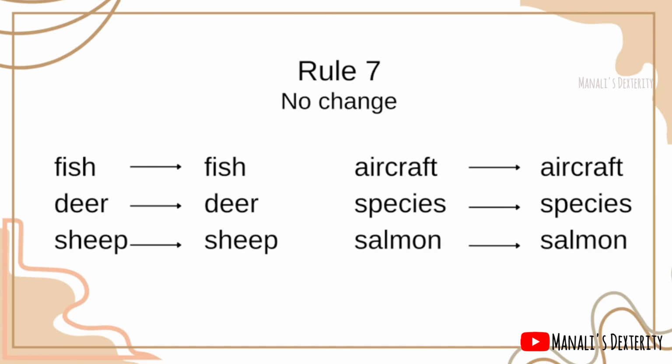Rule 7. Some words do not change at all. Just like fish, fish, deer, deer, ship, ship, aircraft, aircraft, species, species, salmon, salmon.